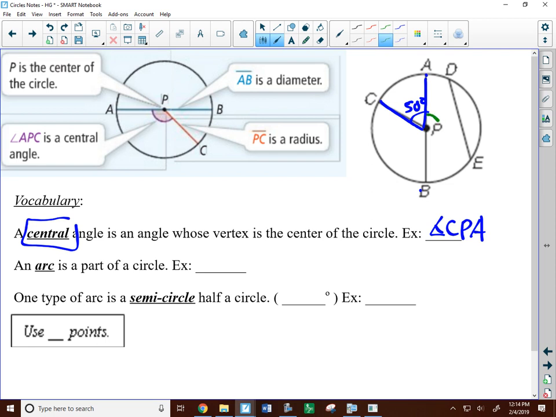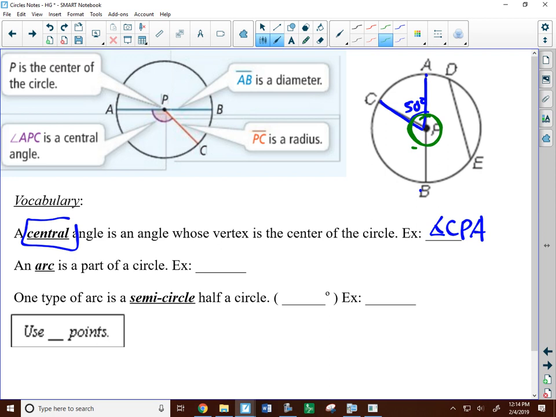Now, would you agree that if I was at point P, I could do a 360 rotation around point P? So there's really 360 degrees from the inside of the circle. So any central angle would have to be less than 360. It could be any angle measured before you get one rotation.